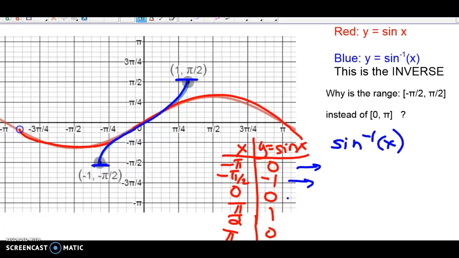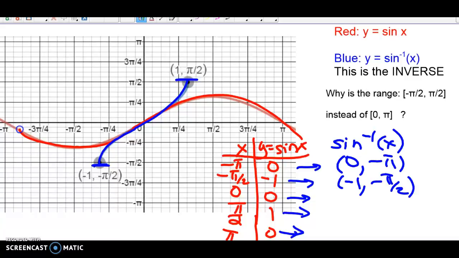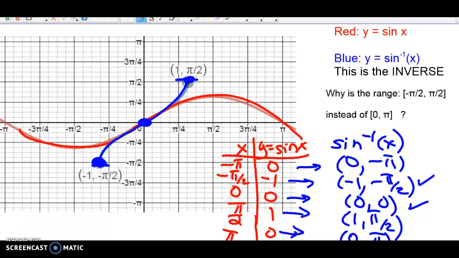So when I find my inverse values, so inverse sine of x, now I'll do the same thing like Mrs. Bokerman did. I will write coordinate pairs. So I have 0, negative pi; negative 1, negative pi over 2; 0, 0; 1, pi over 2; 0, pi. So when we look at the blue graph, we can see the point negative 1, negative pi over 2 is graphed. So that's this one. We have 0, 0, and we have 1, pi over 2.